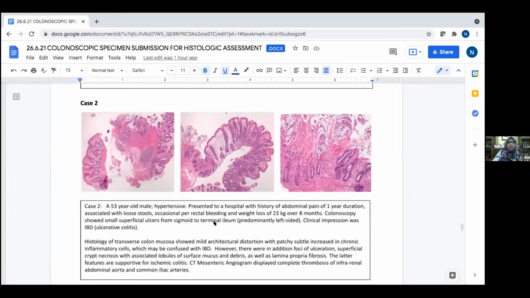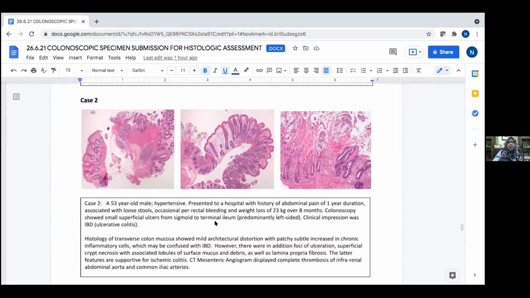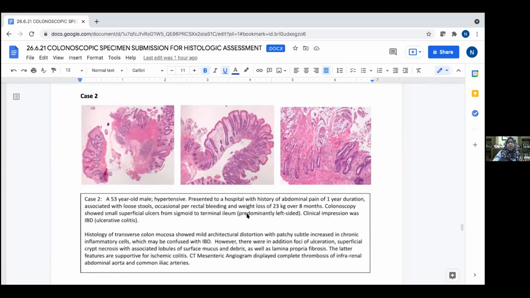Case number 2 is one who presented with a clinical history very suggestive of IBD, which I presented a few years back in an IAPMD meeting.